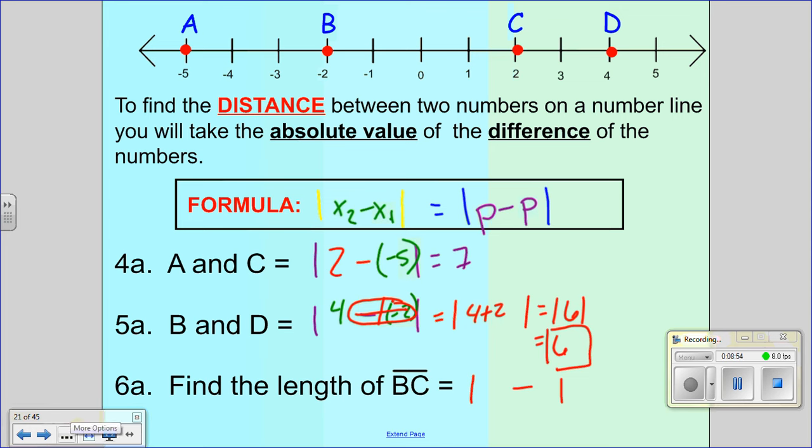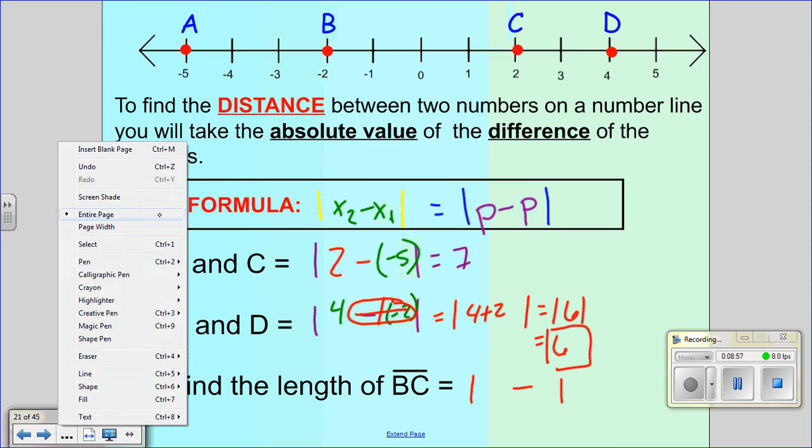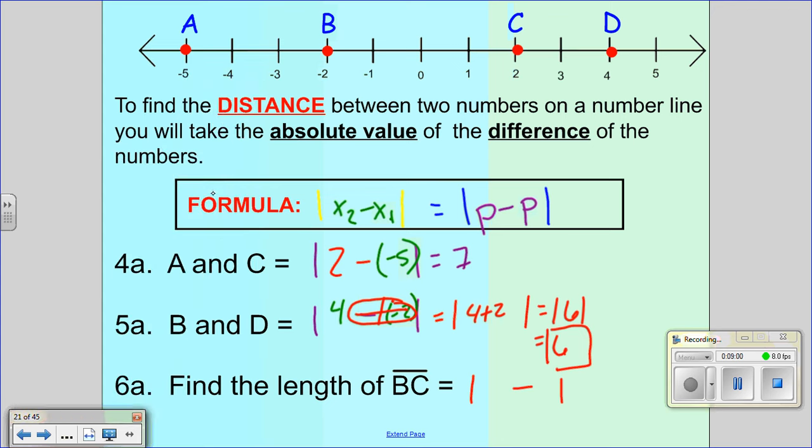Now when I look at the number line, C is on the right, so C will come first. C is located at 2. B is located at negative 2. So put him in parentheses. Again, we have a double negative situation. So double negative means plus positive. So it would be 2 plus 2, which would be the absolute value of 4, which is simply 4. So that's how you find distance.